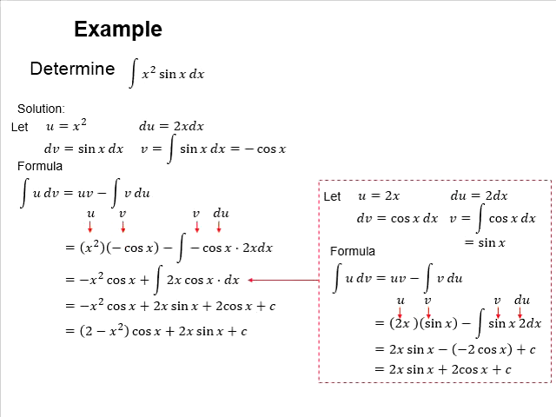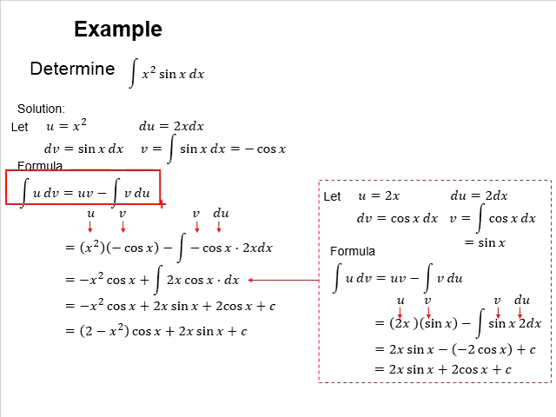Let us try another example. There are two functions here. That means you have to do integration by parts. Let u equals x squared. The remaining will be the dv. Differentiate u, you get du. Integrate dv, you get v.